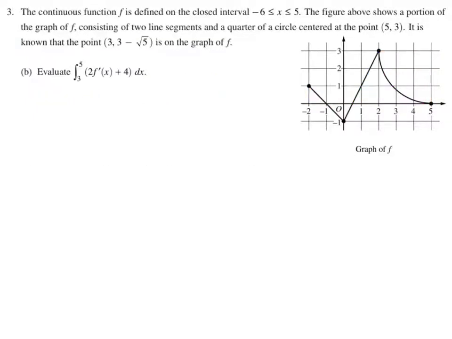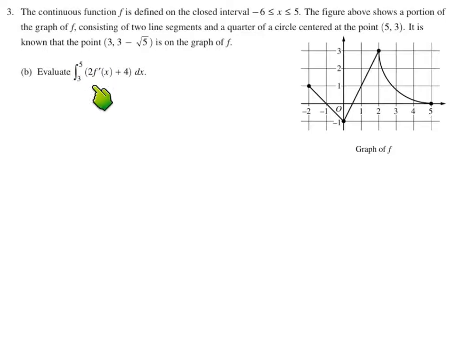For part B, it says evaluate the integral from 3 to 5 of 2 times f prime of x plus 4 dx. Now I want to caution you because some students might be saying, oh, then I just need to find the area under the curve because I got an integral. No, no, no, no. If I'm finding the area under the curve, then I'm finding the integral of f. I'm finding the integral of this function, and this function is f.